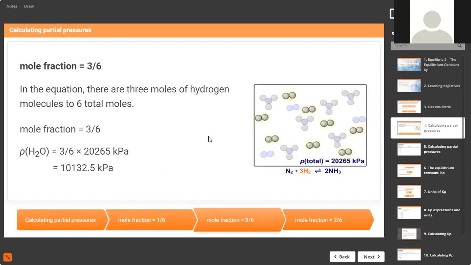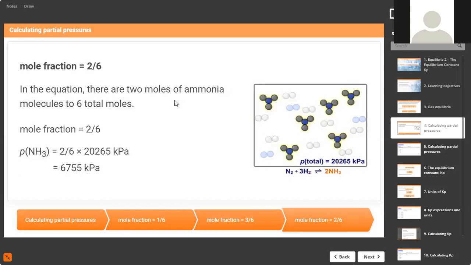Then we do exactly the same thing, but this time for our hydrogen. So in the equation, we have 3 moles of hydrogen molecules to our total of 6. So mole fraction is 3 divided by 6. So again, 3 divided by 6 times 20,265 kilopascals will give us 10,132.5 kilopascals, and that is our partial pressure of hydrogen. Ignore that it says water, because that is incorrect.